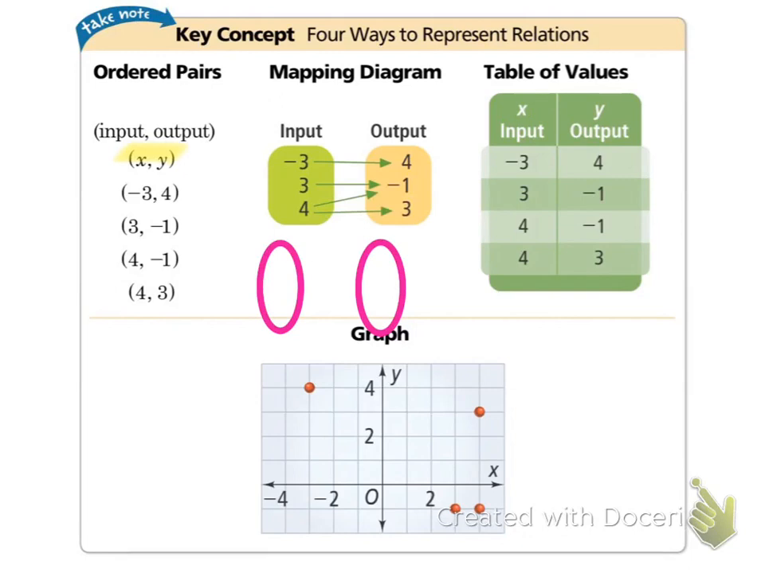A table of values, which has x and y as input and output columns to list the ordered pairs. Or a graph. A graph can either be a plot graph, or it could be a linear graph, or a graph represented with a line.